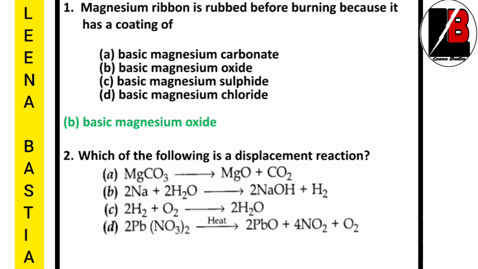Second question. Here it has given four equations, four reactions. It is asking which of the following is a displacement reaction. In reaction A, it is magnesium carbonate giving magnesium oxide plus carbon dioxide. In B, sodium reacts with water to give rise to sodium hydroxide plus hydrogen. In C option, hydrogen and oxygen react to give water. Option D, it is lead nitrate. It is heated to give rise to lead oxide, nitrogen dioxide plus oxygen.